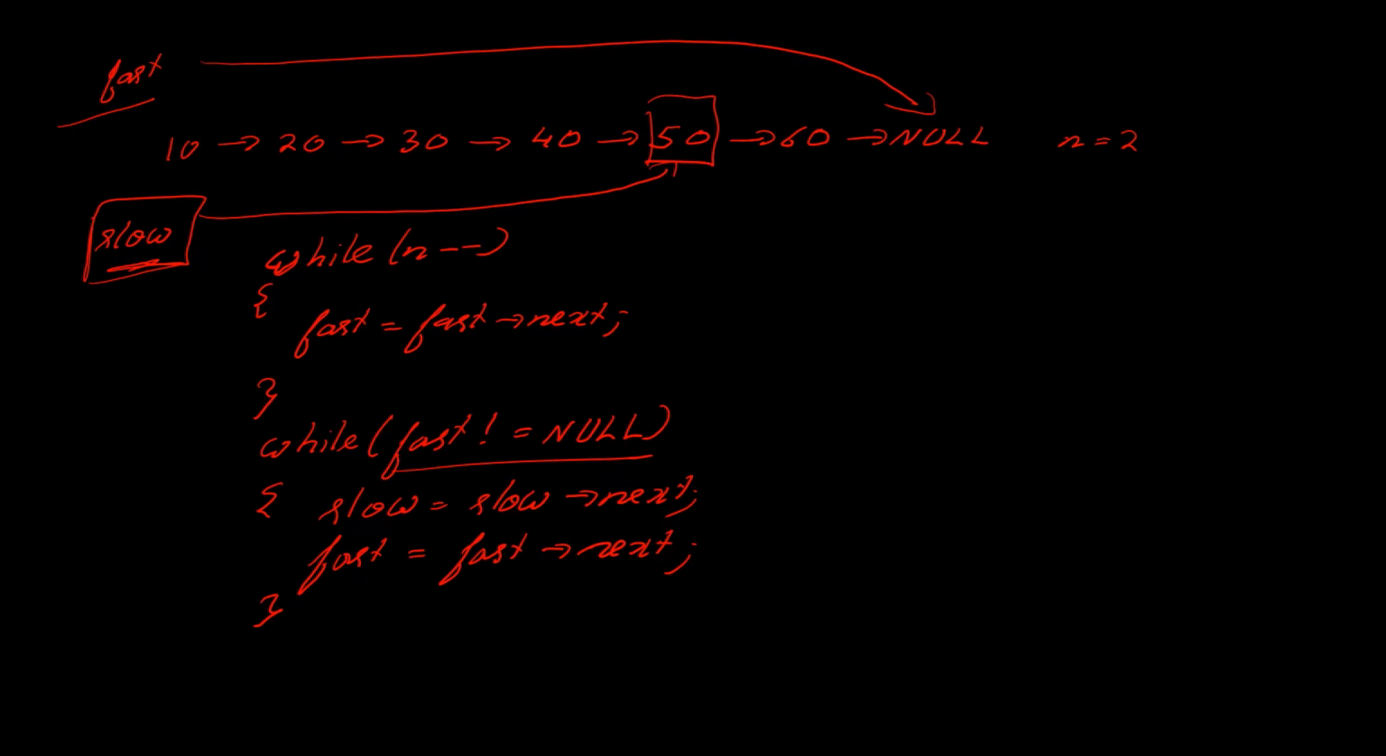So we have to first do this step, that is we have to increase our fast pointer n number of times in the starting. Then we have to move our slow and fast pointers simultaneously till the fast pointer reaches null. When the fast pointer reaches null, the slow pointer will point toward the node which is at a distance of n from the end of the linked list. So let's see the code for this.